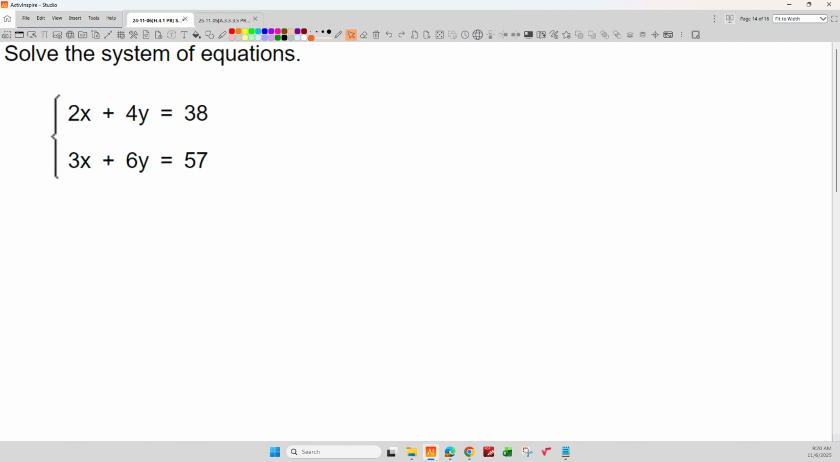Okay, how about this one? What do you think? We have to eliminate a variable. Which one would be easiest? X maybe? Yeah. Okay, so what are we going to multiply the top equation by? By 3. There we go. Top one by 3, bottom one by negative 2. Okay, that's a 3. So what's that give us on the top?